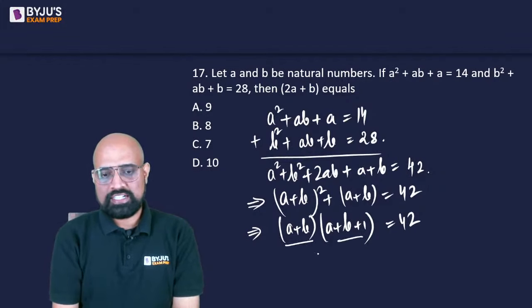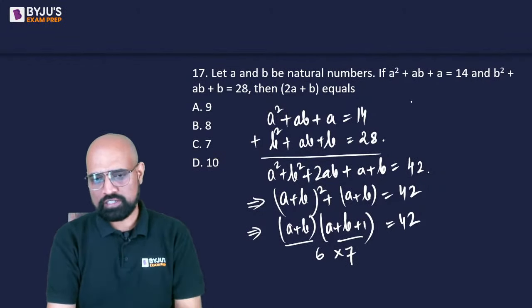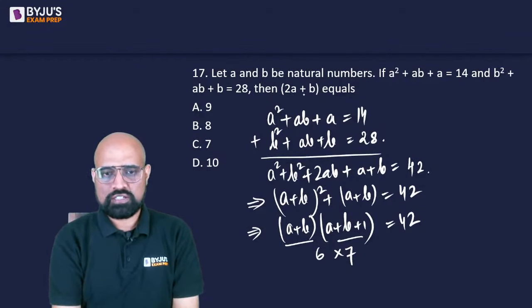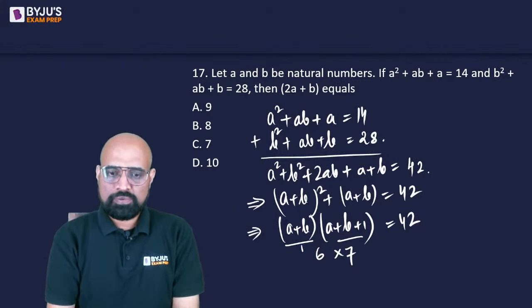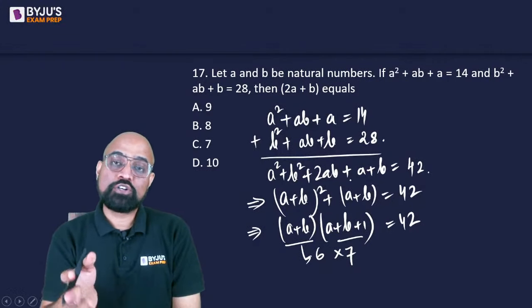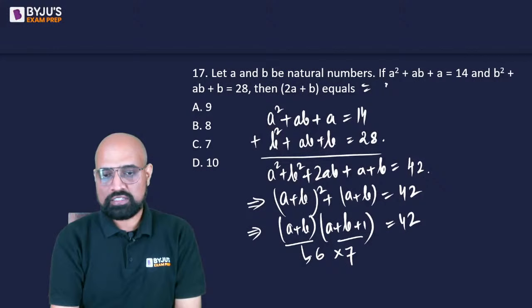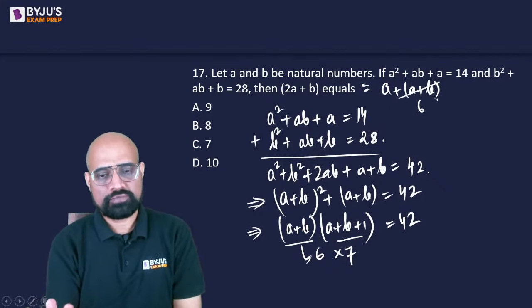So 6 into 7 होता है. So a plus b is 6. ये पता चल गया, right? So the answer is going to be 6 plus a, right? So a plus b is 6. Next, I need to find out what is a, because 2a plus b is nothing but a plus b plus a, where a plus b already 6 आ चुका है अपना.